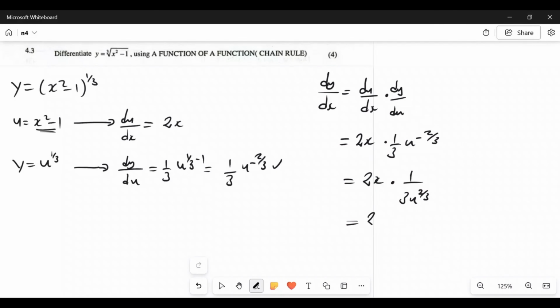So on the numerator, we are left with 2x divided by 3. Now u, remember, it's x squared minus 1 to the power of 2 over 3. So you can leave it like this, 2x divided by 3, and then we can change all of this into surds. Remember, we can write cubic root and then we have x squared minus 1 squared there. This is what it means there. The fraction as an exponent is the same as the cubic root of x squared minus 1, squared, under the cubic root. So this is our final answer here, guys.